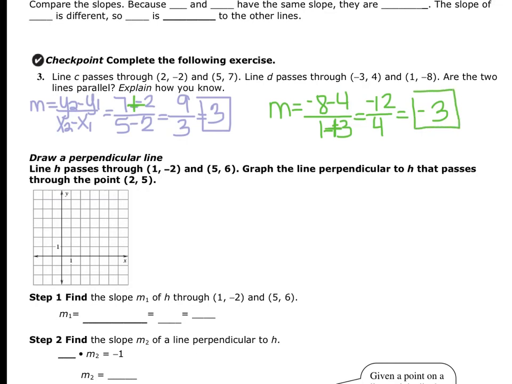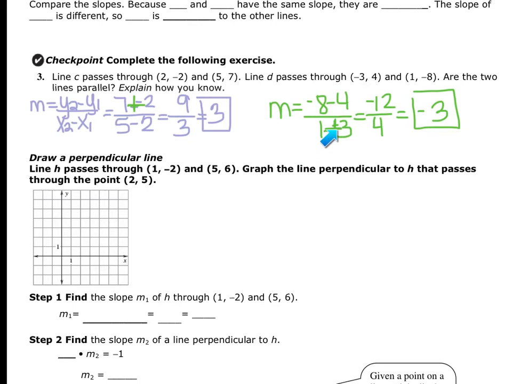Okay, so for your slopes, you should have gotten that the first line, C, passes through these points and has a slope of 3. This one has a slope of negative 3. Again, you have to be very careful with the double negatives, and you always have to reduce into a fraction. So 9 divided by 3 is 3.